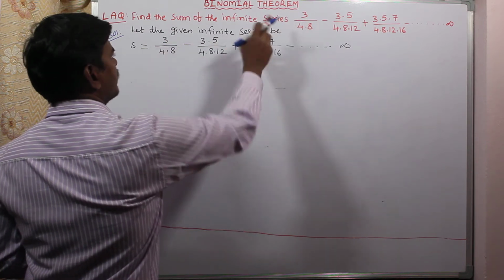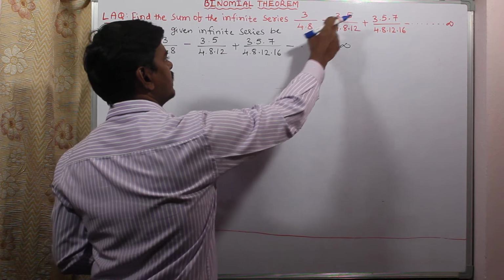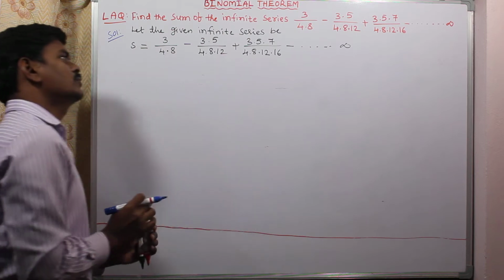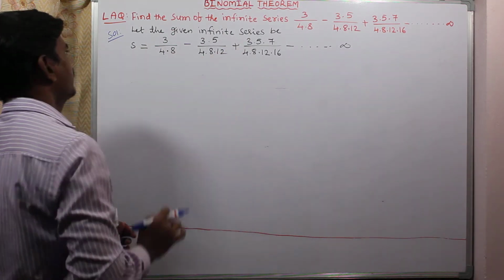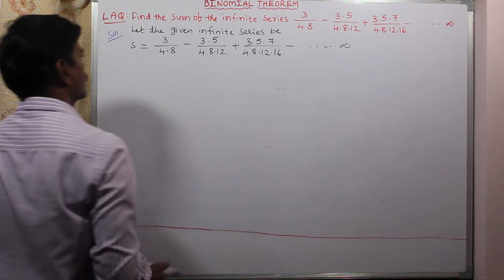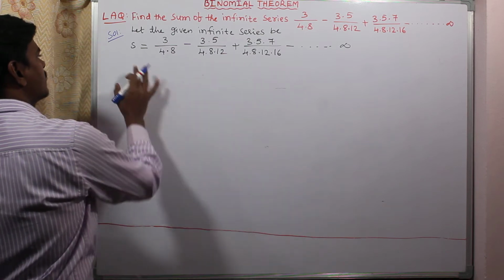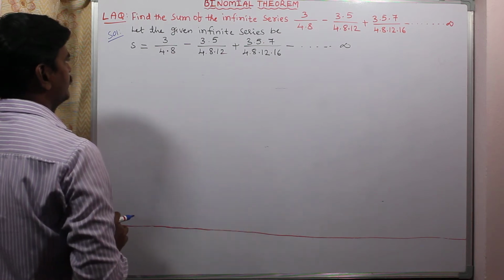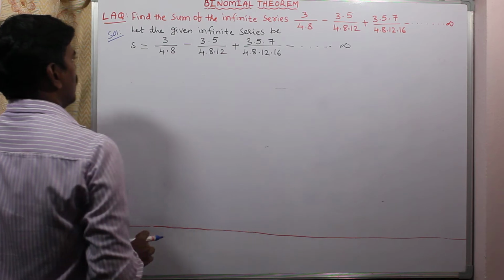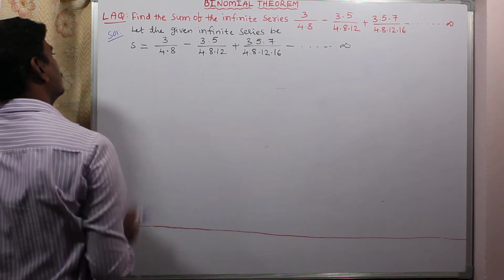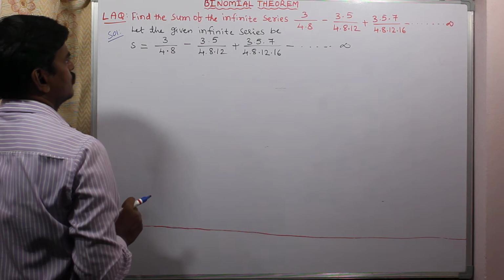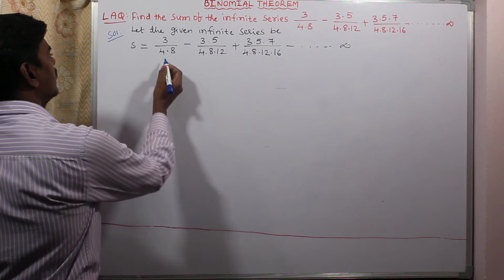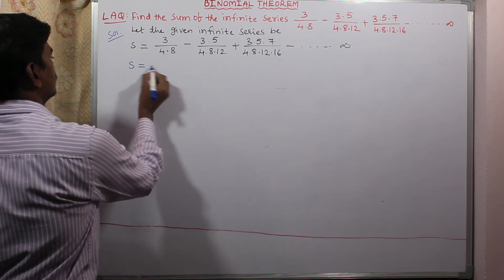Find the sum of the infinite series 3 by 4 into 8 minus 3 into 5 by 4 into 8 into 12 plus 3 into 5 into 7 by 4 into 8 into 12 into 16 minus 1 up to infinite. Let us suppose that the given series be S. Now we have to find the value of S. I have to remind one of the two formulas we use to solve infinite series problems. But before we remind the formula, let me simplify the given series.